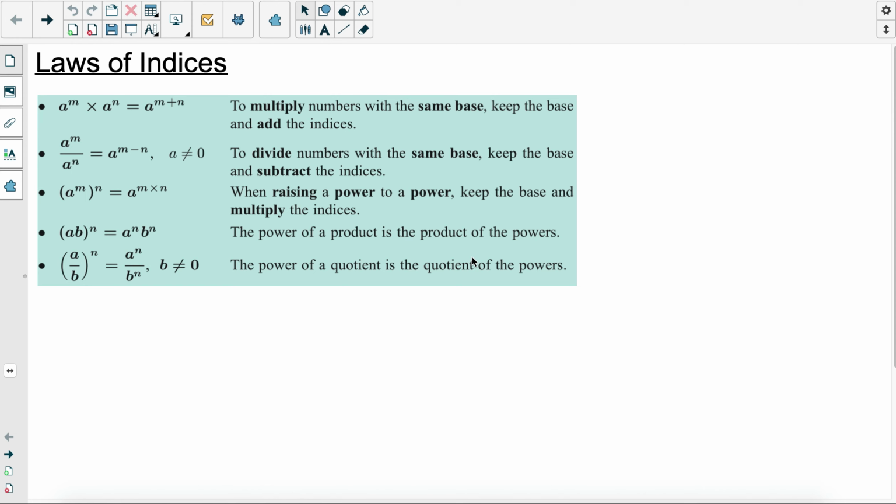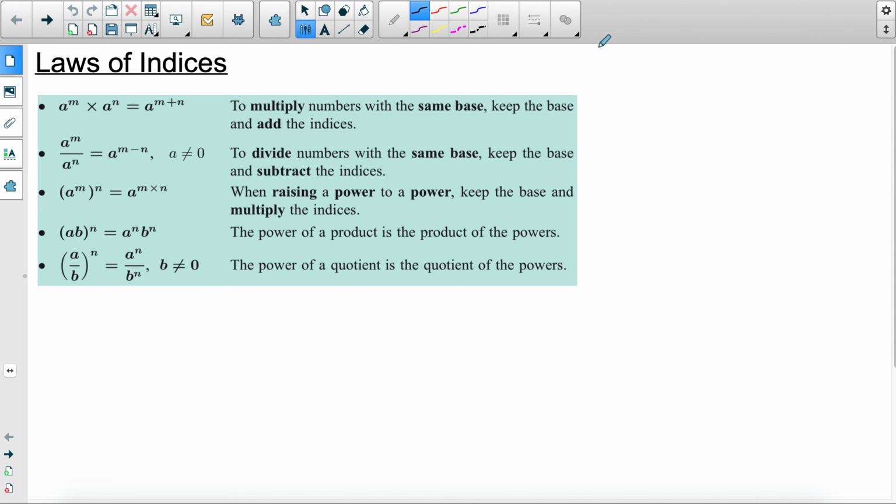This video is going to be a run through the laws of indices. We've done these in class, we've gone through a couple of questions, but there are some specific questions I want to go through as well. These are the main laws of indices that you need to remember.